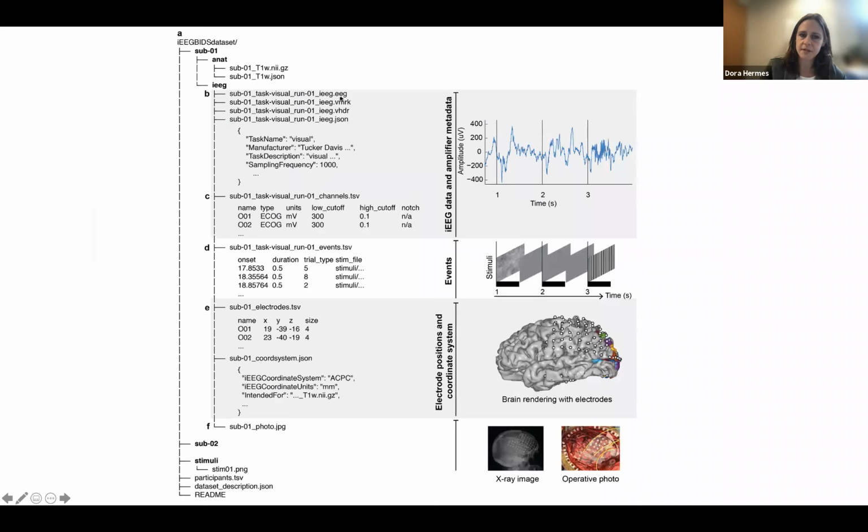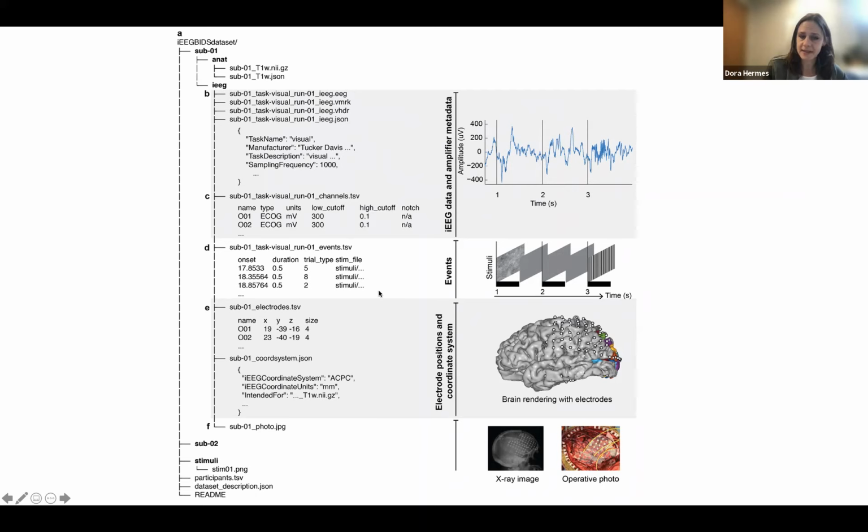And you can see that, for example, here you have a data string. The JSON file shows some of these things that I've mentioned, such as the sampling frequency, task description, manufacturer. And then you can see, for example, for one of the channels, the type is ECOG, unit is in millivolts here, low cutoff, high cutoff, a notch filter, whether that's applied or not. And if you have all this information, you can plot the trace of the data with the proper units and the proper labeling in terms of time, etc.